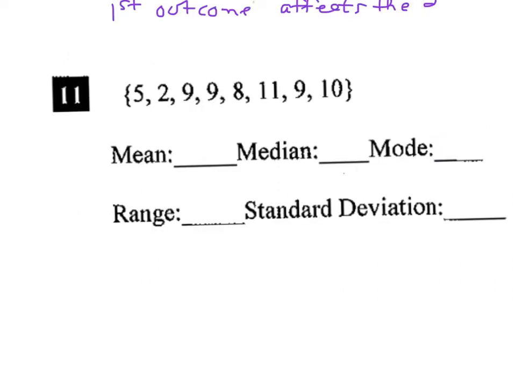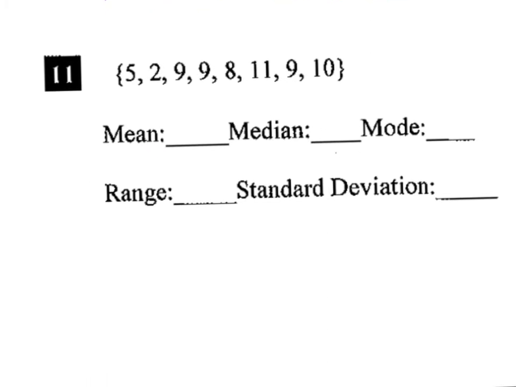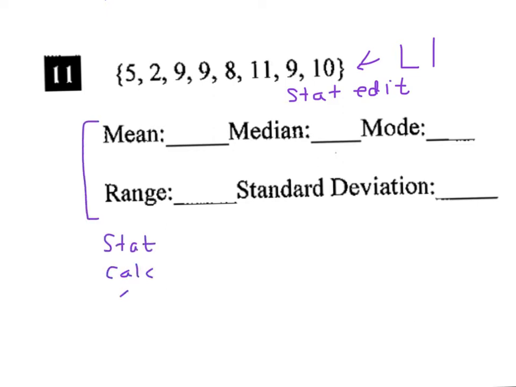For a problem like number 11, you need to enter that list of numbers into L1. So you go to Stat and Edit. Make sure that only L1 has numbers in it. And then to get all of these things, you press Stat Calc 1, which is one variable stat. We only have one list. So we go through and we write down the mean. The mean is X bar, and that will show up as 7.9.